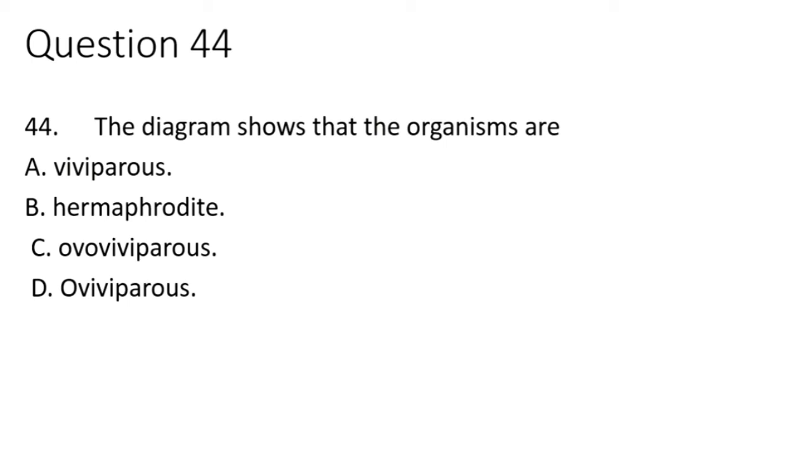A hermaphrodite is an organism that contains both male and female gametes. But here the diagram is showing us that there are two organisms: one female laying eggs and the male at the back of the female. So they are not hermaphrodites. Ovoviviparity has to do with organisms that lay eggs, but the eggs develop in the body of the organism, hatch there, and then the young ones come out. So the organisms here are oviparous. The correct option is option D. Organisms that lay eggs are oviparous organisms.